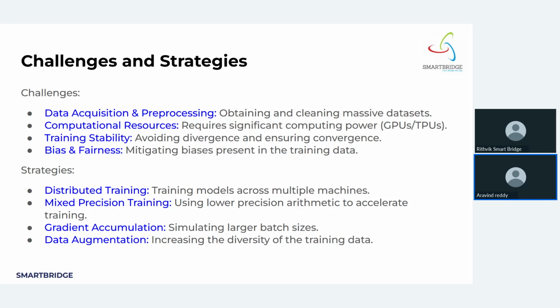And training stability, to avoid divergence and ensure convergence. So how is this training stability going to take place? A huge amount of data needs to be taken care of, and the data should be in a clean format, right? If it's not in the right format, then achieving good accuracy and a good output is going to be that difficult. It's going to be difficult for us to handle these things, right?